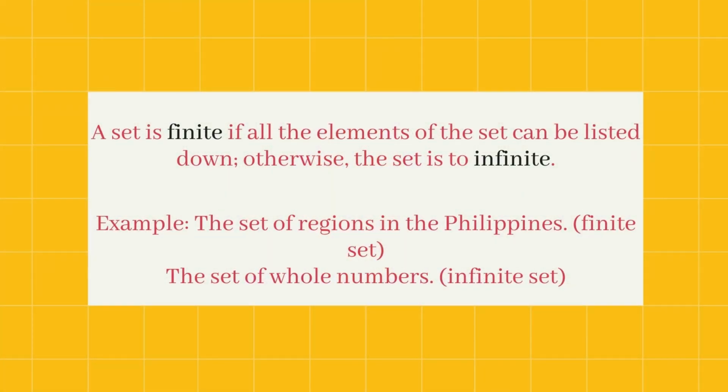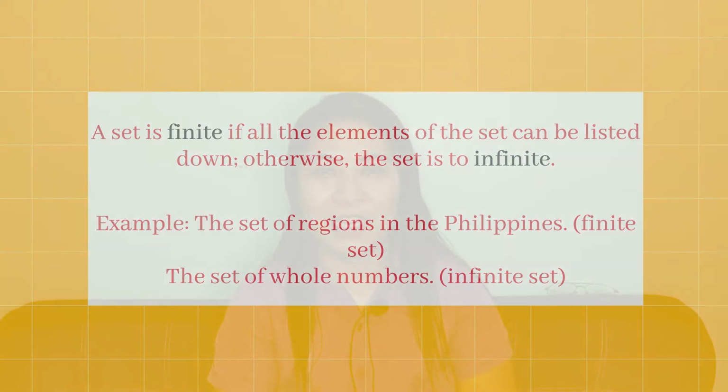Based on the cardinality of a set, we can also determine whether a given set is finite or infinite. A set is finite if all the elements of the set can be listed down. Otherwise, the set is said to be infinite. For example, the set of regions in the Philippines is an example of a finite set. The set of whole numbers, since we don't know the end of this given set of numbers, we can consider it an infinite set.